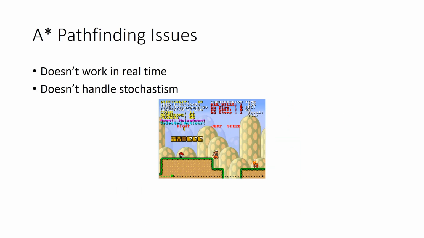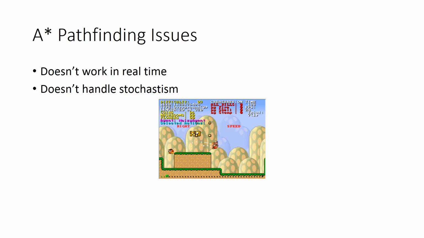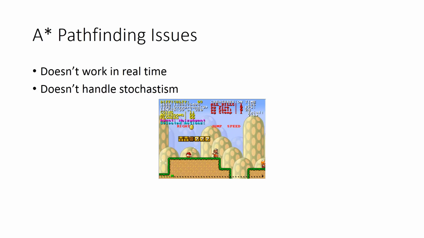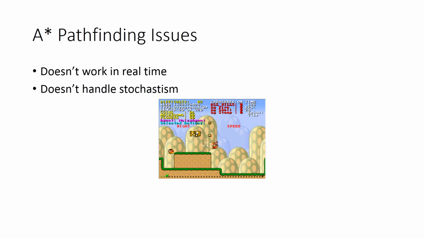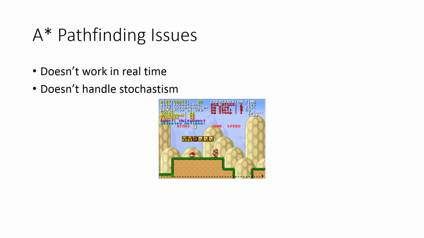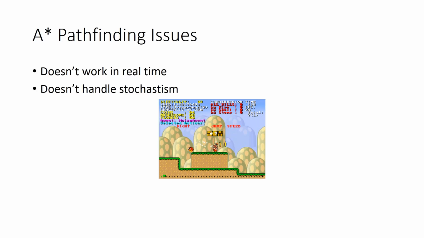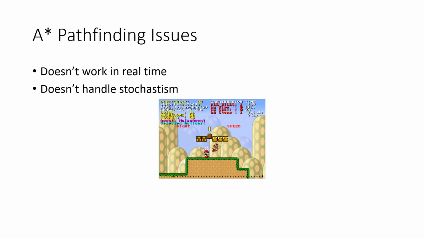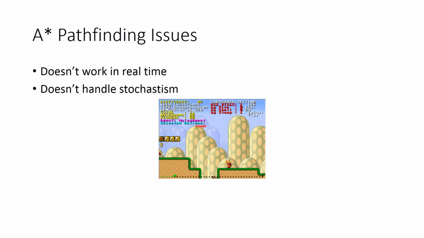Vanilla A-star has two large issues in the context of playing games. First, it doesn't work in real time. It takes a snapshot of the current world and finds a path through it without accounting for how the world will change as time passes. Second, it doesn't have a way to account for stochastism. It only deals with the optimal path. So, how do we solve these problems?